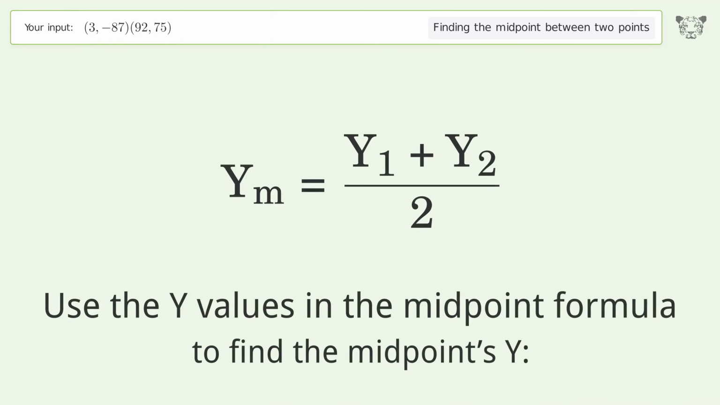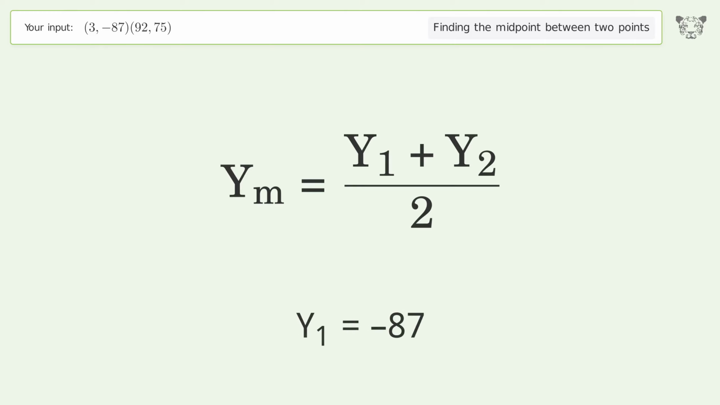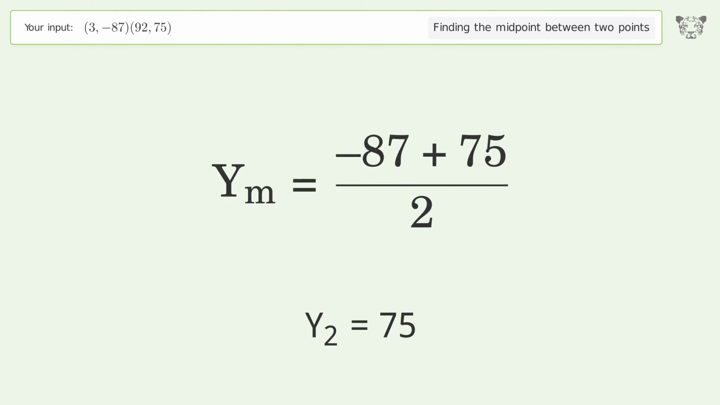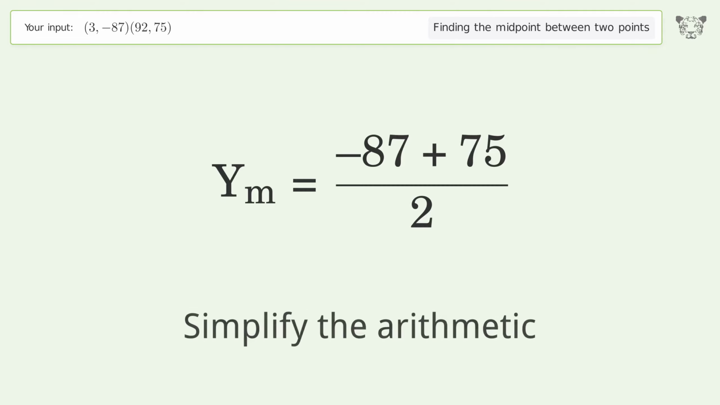Use the y values in the midpoint formula to find the midpoint's y. y1 equals -87. y2 equals 75. Simplify the arithmetic.